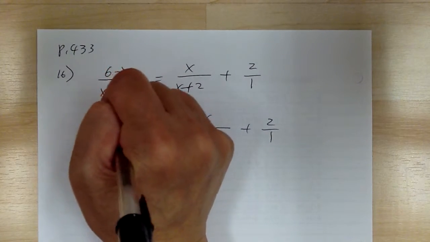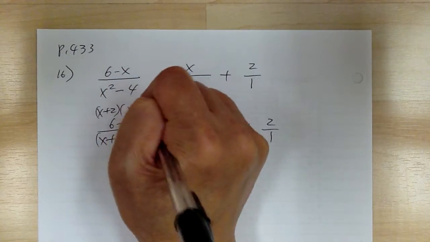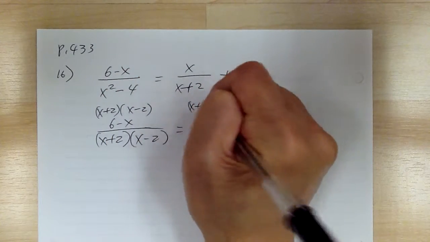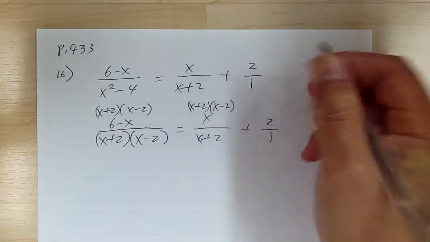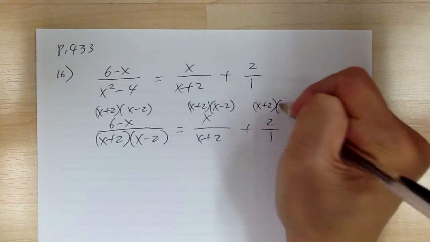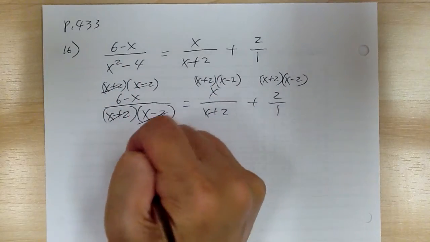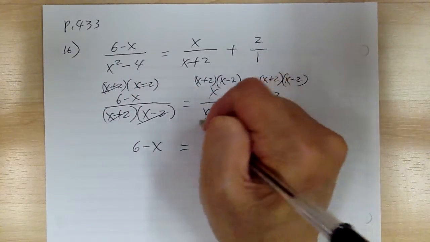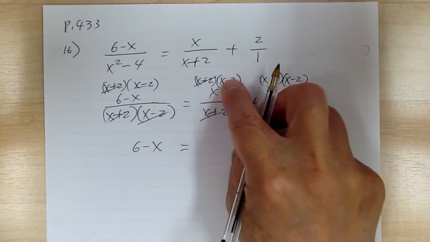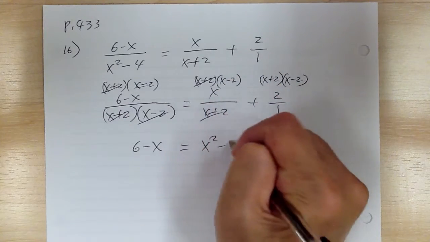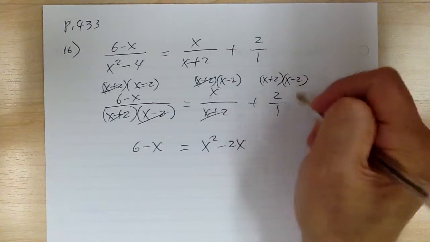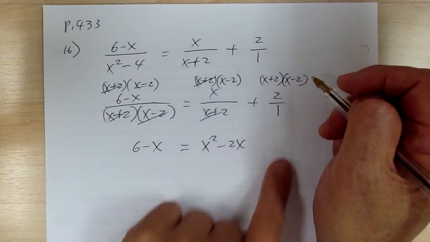So you get x plus 2, x minus 2 under each term. So this one, this all cancels out. You get 6 minus x. This one cancels, so you got x times x minus 2, so you get x squared minus 2x. This one nothing cancels, so you have to multiply all this together.